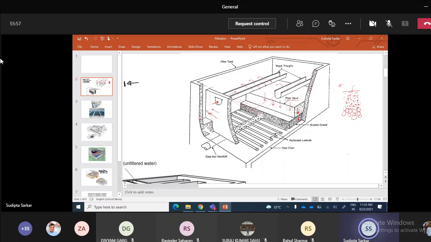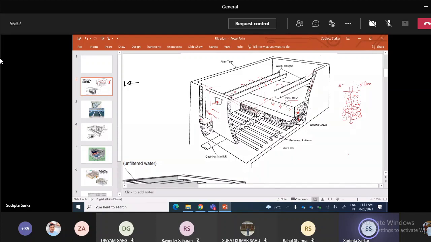whatever we have here, our water with small particles, or the flocs. They will be flocs or small particles, and they will be trapped on this sand. Okay, and the sand is supported by the gravels, so that the sand cannot escape. But water can very well percolate through all these layers.